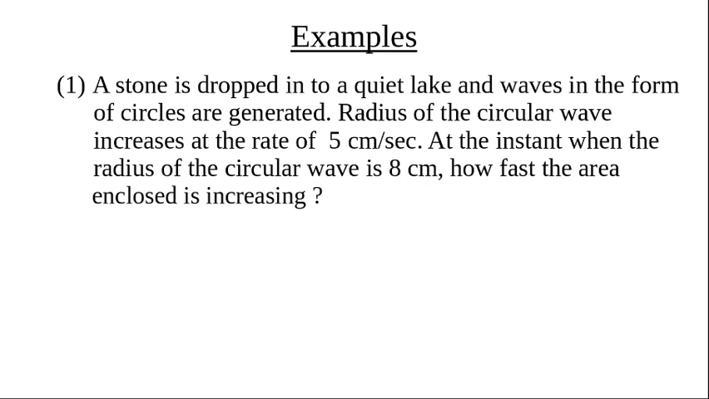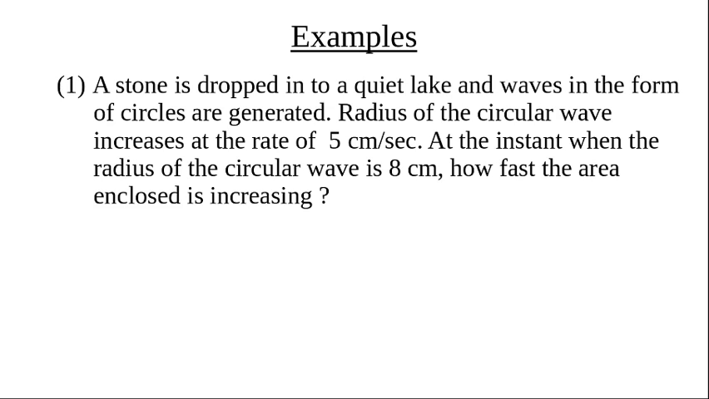Let us get into the examples with the help of the concepts and the formulae we have learned so far. A stone is dropped into a quiet lake, and waves in the form of circles are generated. Radius of the circular wave increases at the rate of 5 centimeters per second. So observe this very carefully. Radius of the circular wave increases at the rate of 5 centimeters per second means rate of change of radius is 5. That is, dr by dt equals 5 centimeters per second.